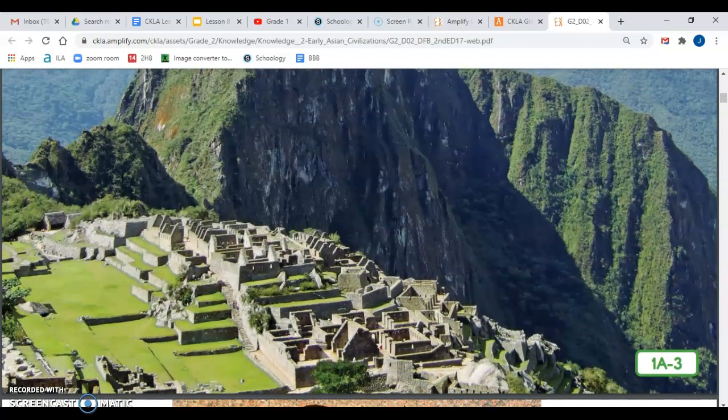Okay. This is cool. This is Machu Picchu. Have you heard of that? I'm sure some of you have. All civilizations have large cities. This was a city. And I cannot wait to show you.